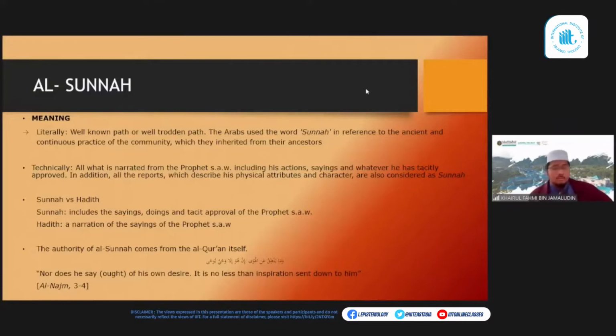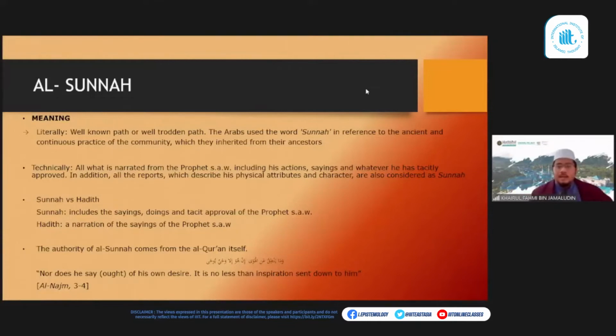Sometimes we have confusion between Sunnah and Hadith, because sometimes we use these terms interchangeably. Sometimes we say Sunnah, sometimes we say Hadith. So what is the difference between these two terms? Sunnah includes the sayings, the aqwal, the doings, the af'al, and the approval, the taqrir, of the Prophet sallallahu alaihi wasallam. Whereas Hadith is basically a narration of the saying of the Prophet only. So Hadith is more specific to the sayings, while Sunnah is more general: saying, action, and approval.